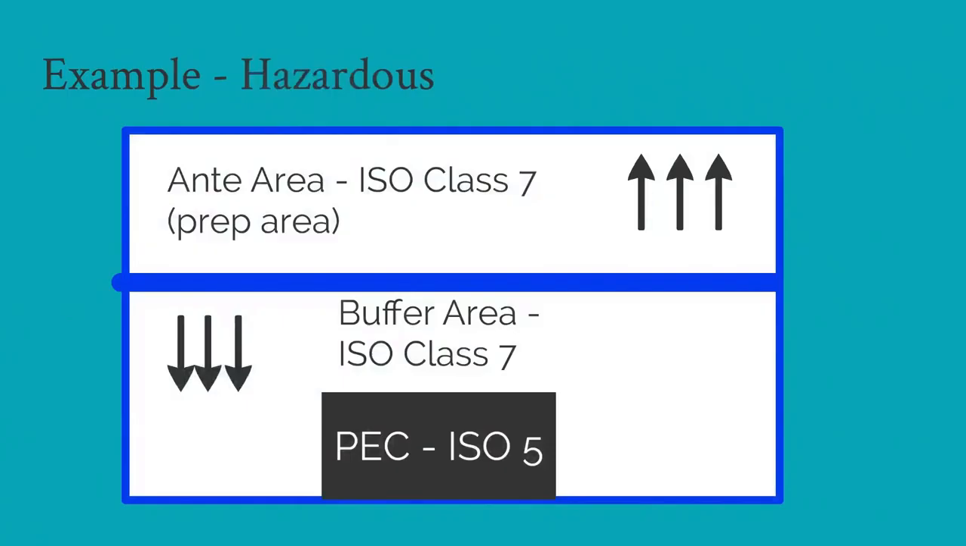Now looking at a hazardous example, your engineering control is the ISO 5, the same as it was before, but now your buffer area is the ISO class 7, and it's sucking all of the air in to keep any of those hazardous materials from entering the ante area and ultimately the rest of the pharmacy. Your ante area is the same, where it's pushing air outwards to prevent things from getting into the buffer area. However, now it's an ISO class 7, just to prevent anything from getting sucked into the buffer area that shouldn't be there.